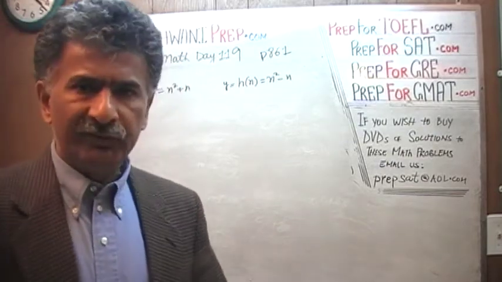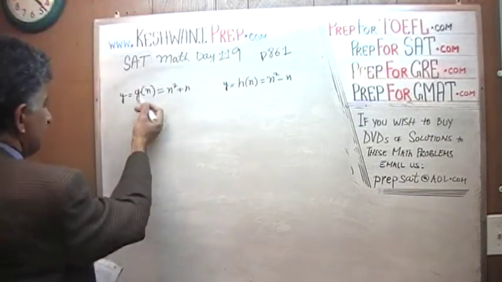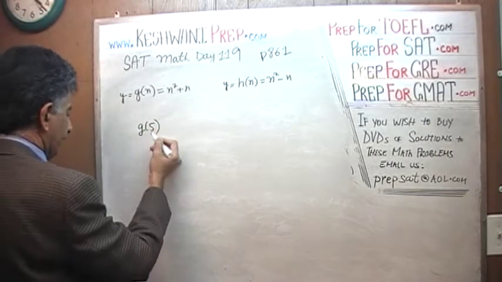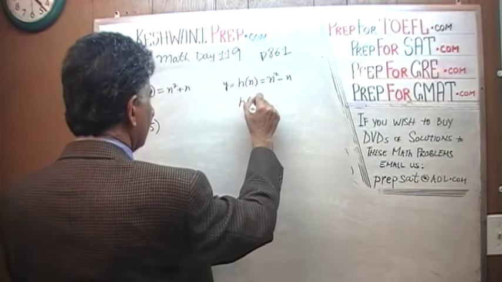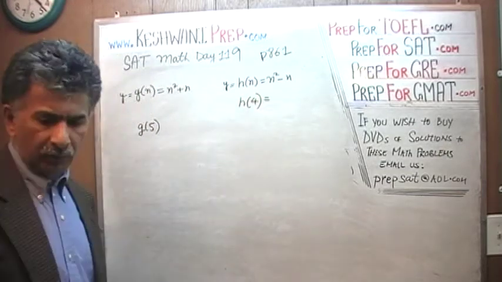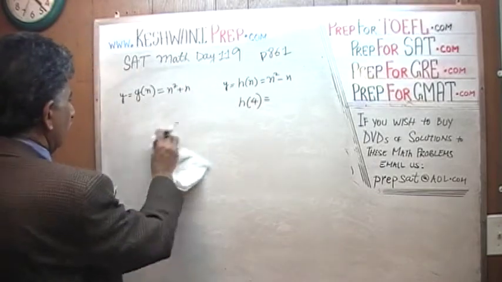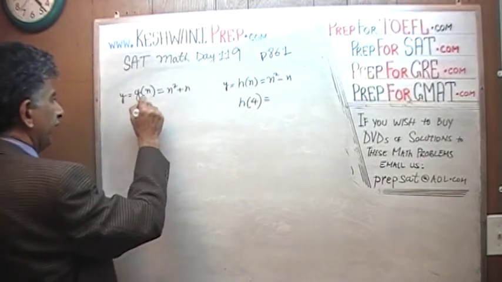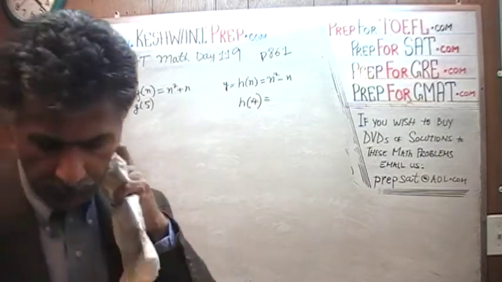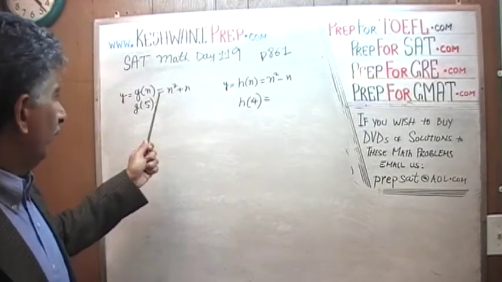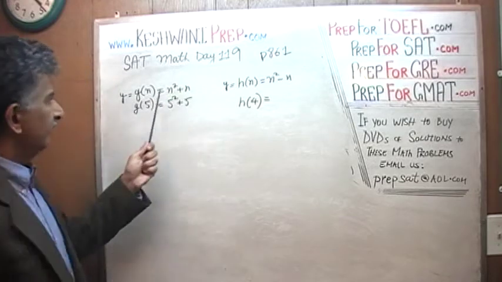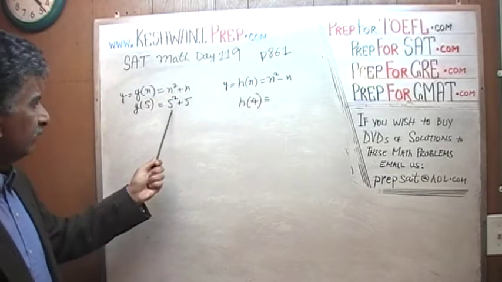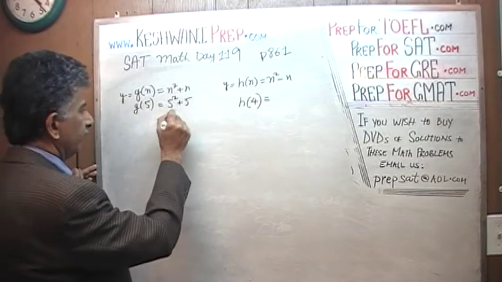The question is, what's the difference between the value of the function g when n equals 5 minus the value of the function h when n equals 4. So that's all we have to do. Let's find out what the value of this function is when n equals 5. The value of the function g when n equals 5 is simply 5 squared plus 5. Wherever we see n, we replace it with 5. So we get 25 plus 5, which is 30.